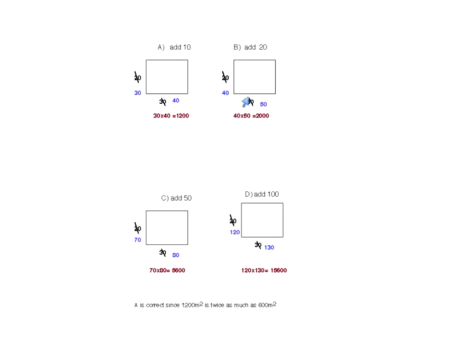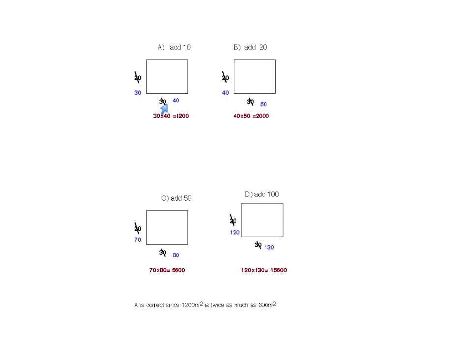If we increase them by 20, we will have 40 and 50, and 40 times 50 gives us 2,000. That's not 1,200. Similarly, if we increase them by 50, we're going to have 70 times 80, 5,600. Increase them by 100, 120 by 130. That's not 1,200 meters squared. So we can see that answer A, the first one we looked at, was correct.